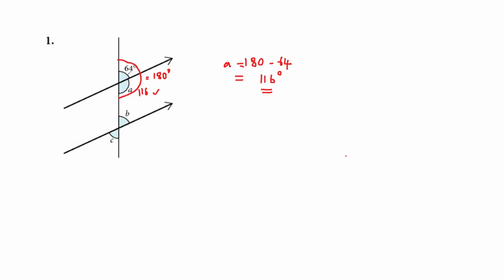So 64 is there, and B also will be 64 because 64 and B are corresponding angles. And if B is 64, C is also 64. Why? These are vertically opposite angles, right? So that's how we have to do this.